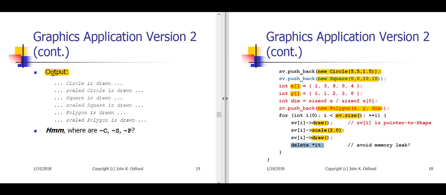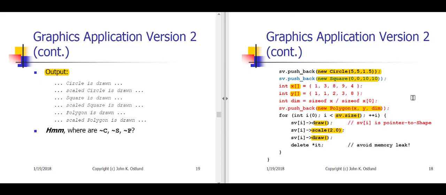But we have a puzzle here, because the destructors for circle, square, and polygon should be displaying these little messages, tilde C for circle, tilde S for square, tilde P for polygon, and we're not seeing those. So we have a problem here.